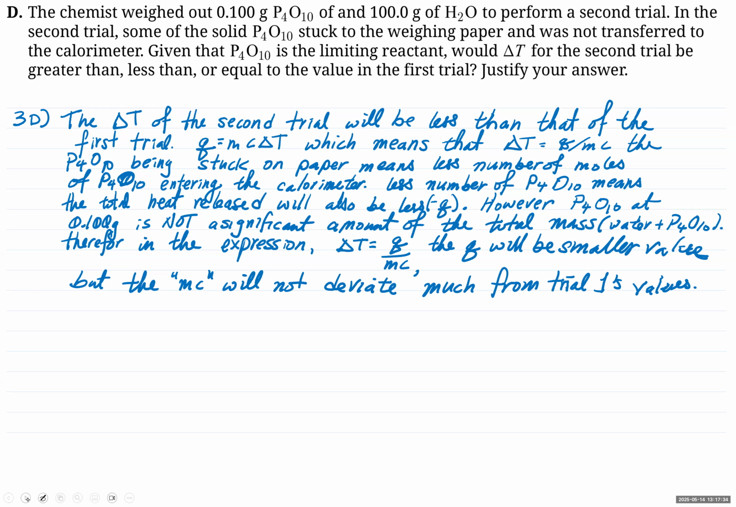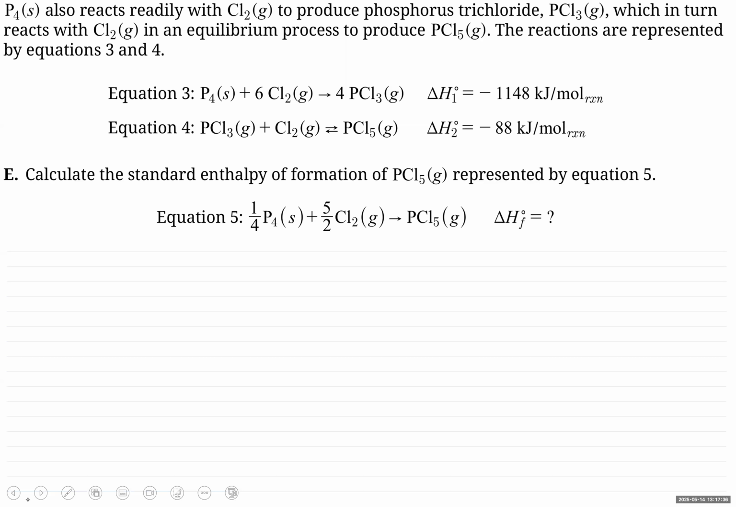Let's go on to part E. This is a long one, right? Let's see. P4 solid also reacts readily with dichlorine to produce phosphorus trichloride, PCl3. When it reacts with dichlorine in an equilibrium process, it produces phosphorus pentachloride. The reactions are represented by equations 3 and 4. So let's take a look. Calculate the standard enthalpy of formation of PCl5 represented by equation 5.